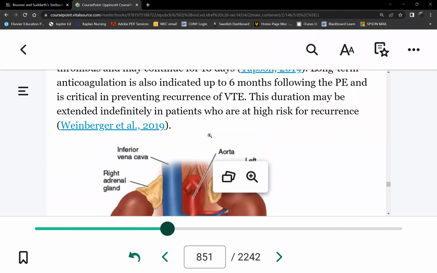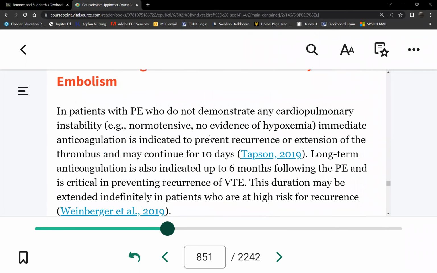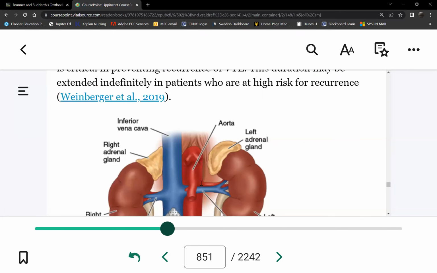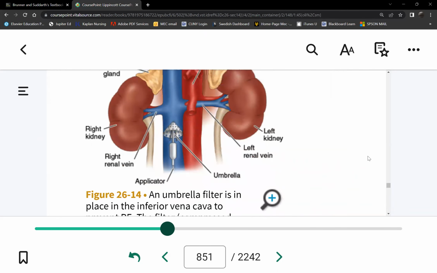So again, the management really depends on the severity of the PE. If it's low risk and submassive, anticoagulation will suffice. If the patient has a massive PE, these patients are again not stable. They could go into cardiac arrest, so they are given thrombolytics. We have a picture here of the IVC filter.